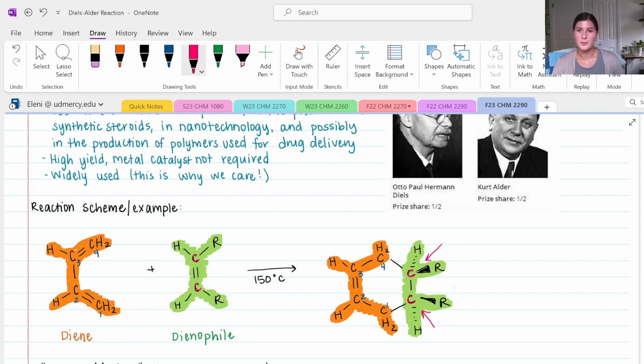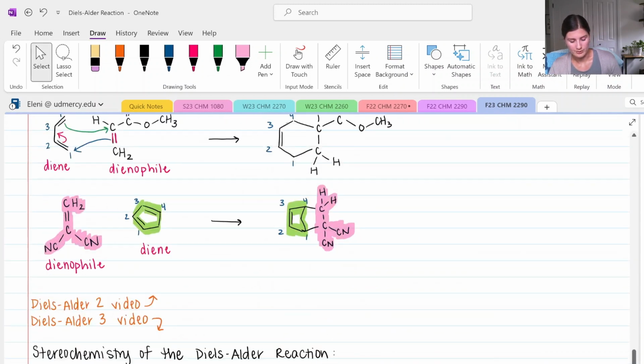Another group of carbons that starts as sp2 and ends as sp3 are carbons 1 and 4 in the diene. In this example, they're each bonded to 2 hydrogen groups, so they don't form stereocenters, but if there were 2 different groups bonded to those carbons originally, then you would end with stereocenters. So let's look at some examples. Scroll back down to our new notes.